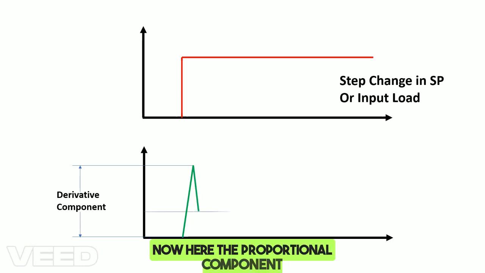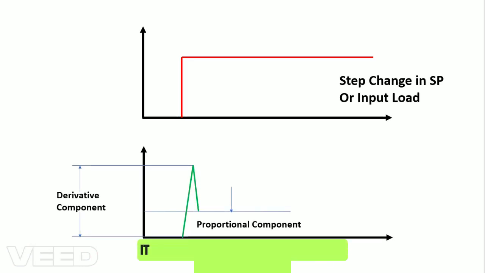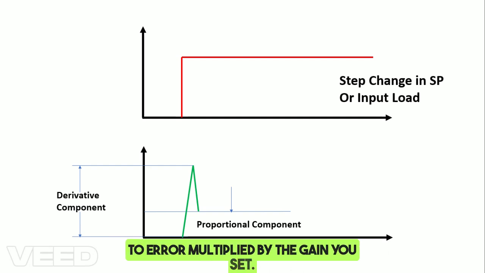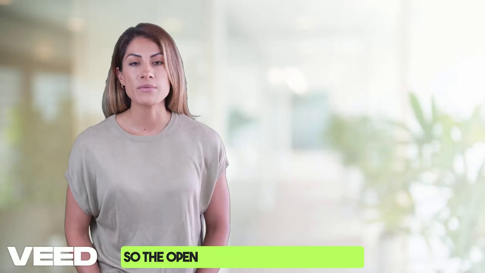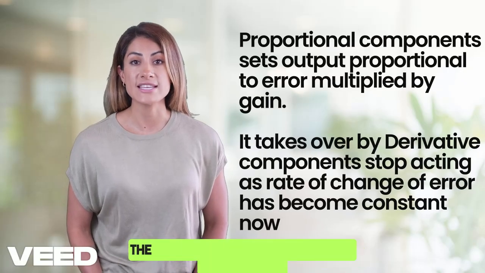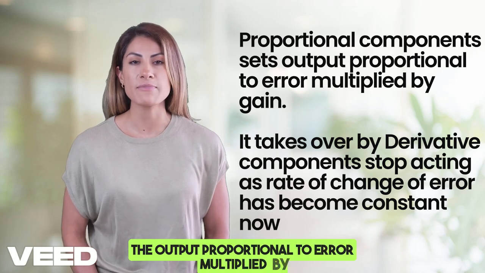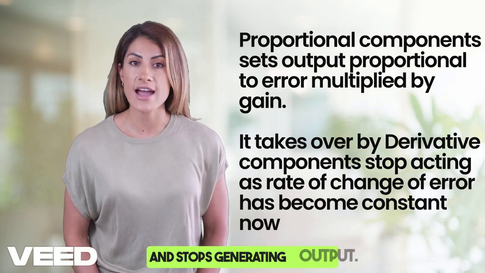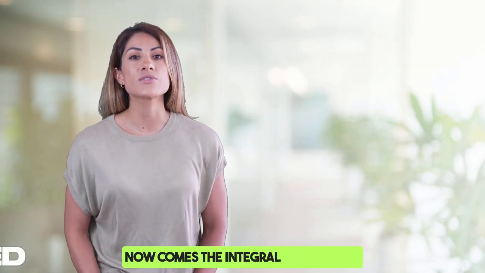Here, the proportional component comes to take charge. It says I will generate an output proportional to error multiplied by the gain you set. So the open-loop PID controller sets the output proportional to error multiplied by proportional gain after the derivative component settles and stops generating output. Now comes the integral component.